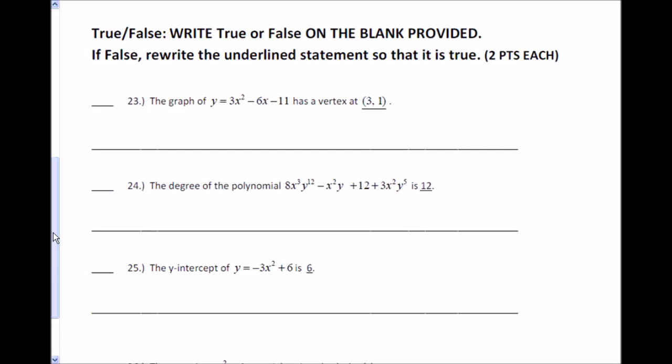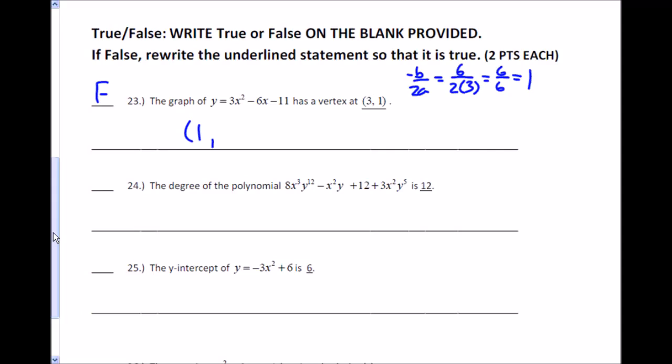For number 23, it says the graph of y equals 3x squared minus 6x minus 11 has a vertex at 3, 1. Well, we can easily check that. We do the opposite of b over 2a. So that's 6 over 2 times 3, and that gives me 6 over 6, which is 1. Well, that's the x value for my vertex. So right away, I know that this thing is false.